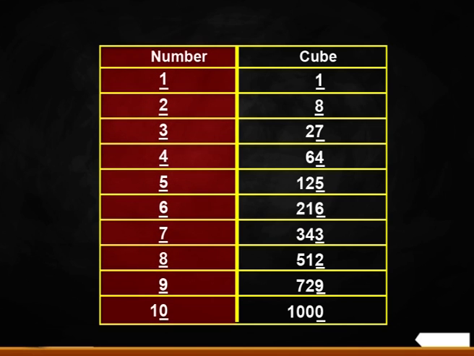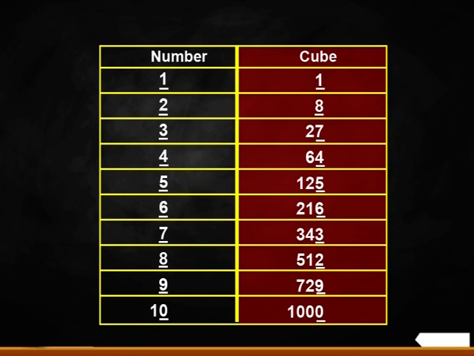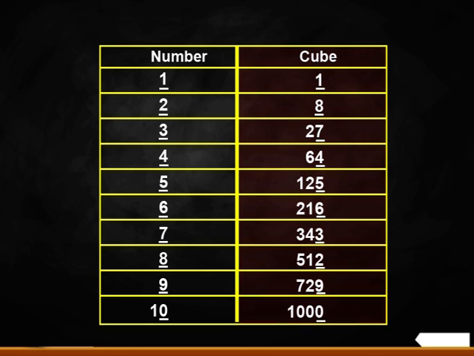On the left hand side of the list, there are numbers. On the right hand side of the list, there are the cubes of respective numbers. The cube of 1 is 1. The cube of 2 is 8. The cube of 3 is 27. Cube of 4 is 64. Cube of 5 is 125. Cube of 6 is 216. Cube of 7 is 343. Cube of 8 is 512. Cube of 9 is 729. And cube of 10 is 1000.